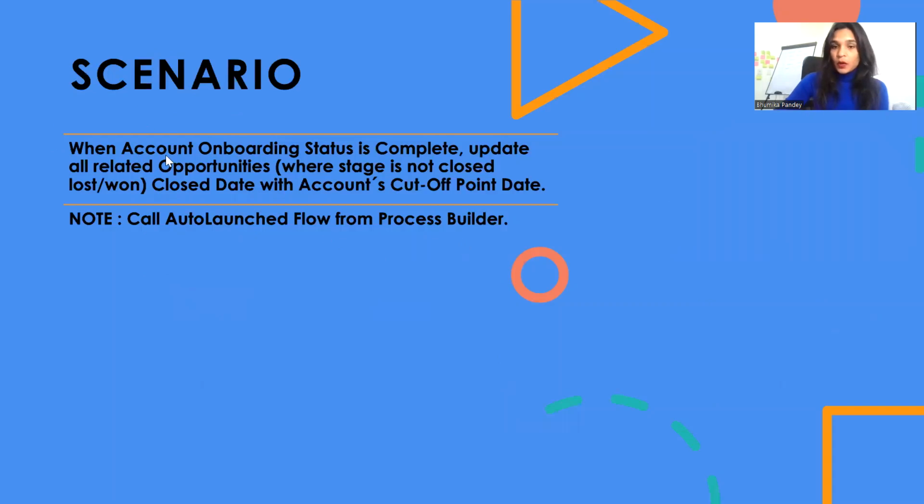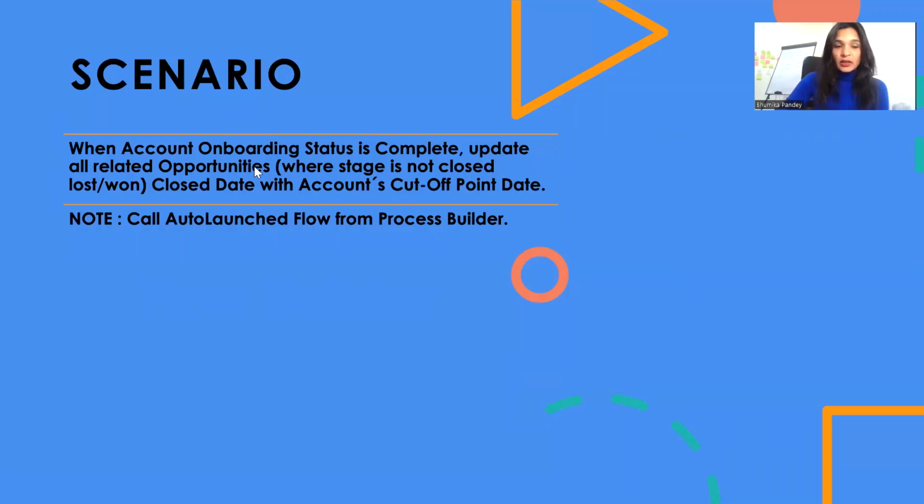I have two custom fields on my account object. The first one is onboarding status and the second one is cutoff point date, right? For demo purposes, I have created these two fields, but as per your requirement, I think you would be able to relate how you can use this particular example in order to execute your own requirement or scenario.